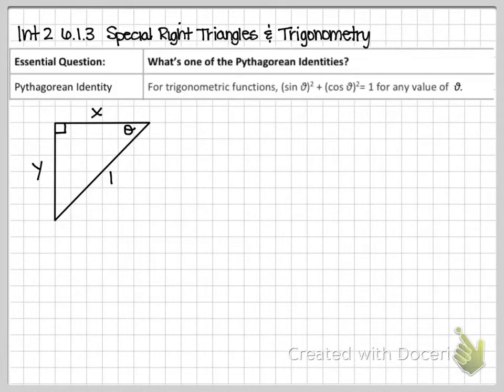Here's our notes for 6.1.3 for integrated 2. Just want to kind of blend a little bit the special right triangles and trigonometry. So I want to show you something that I think is fairly interesting.